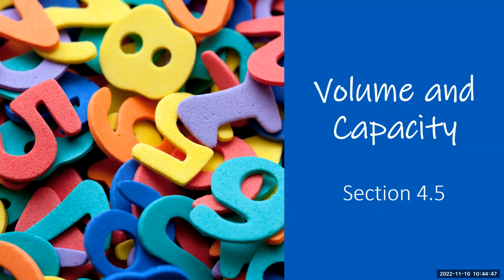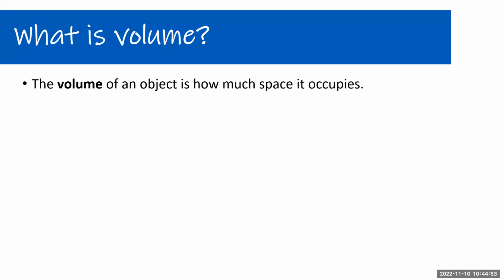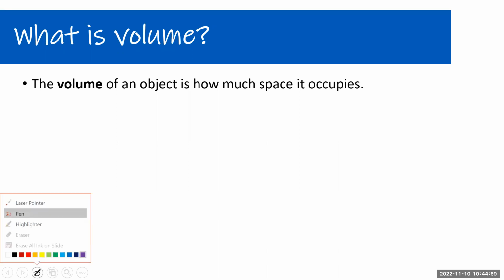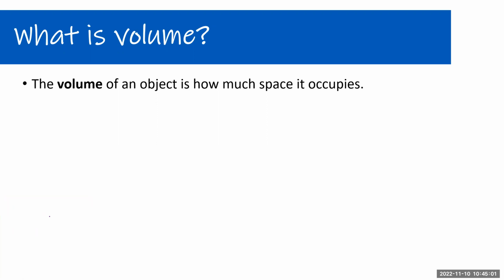Today we're going to talk about section 4.5, which is volume and capacity. So what is volume? You've probably talked about it in a science class before. Basically, volume is just how much space something occupies. If you think about a liquid or a fluid, it's how much you could pour into there. So it's how much three-dimensional space an object occupies.